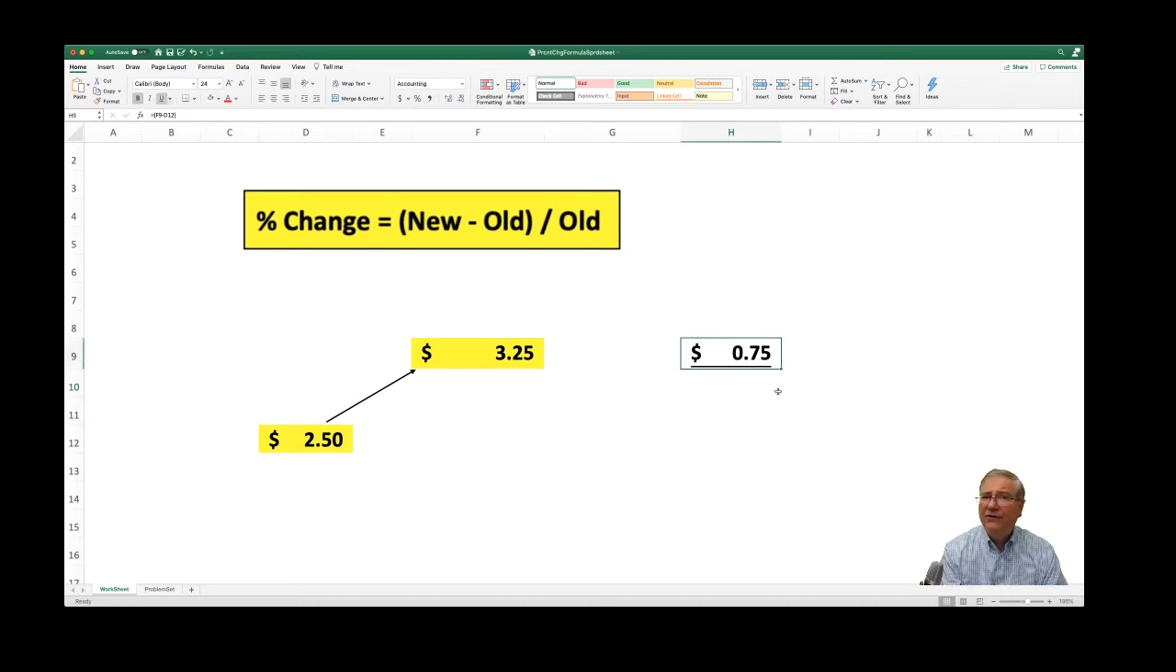Now, we've taken care of the numerator. All you have to do is find the denominator, which is the old price, as the formula suggests, and that's simply equal to $2.50. So I'll just point with my mouse, equals cell D12, and that gives me $2.50 as expected.